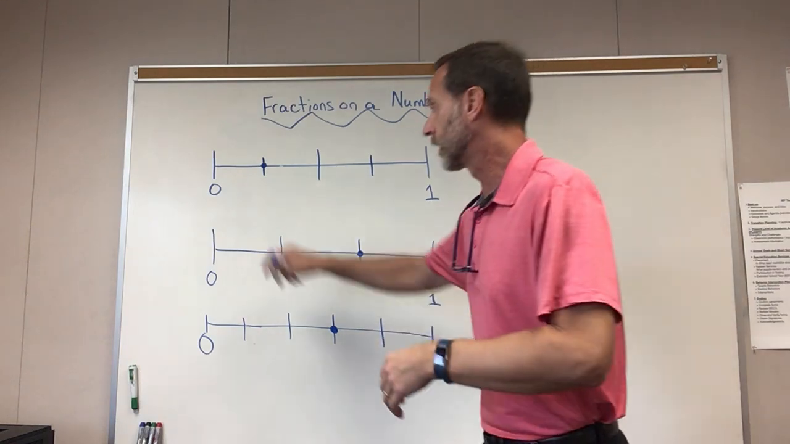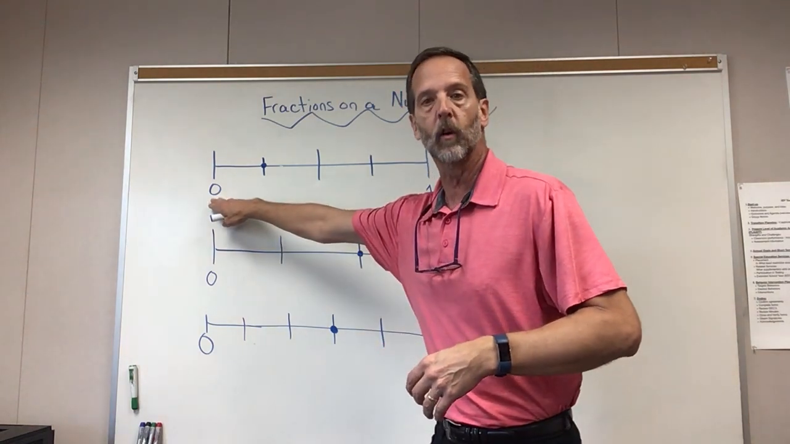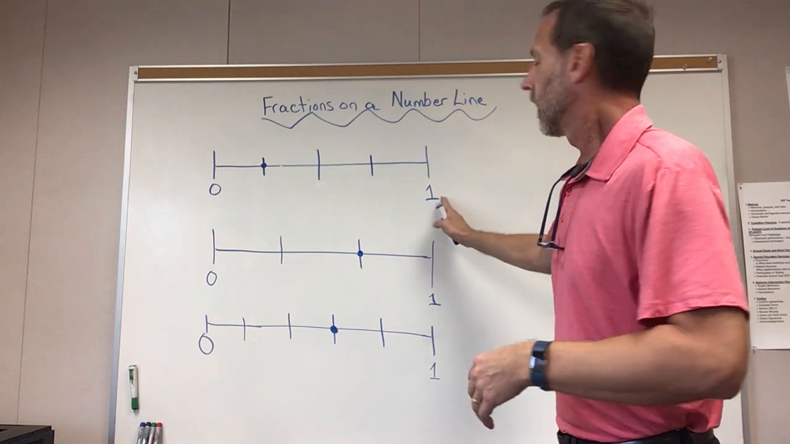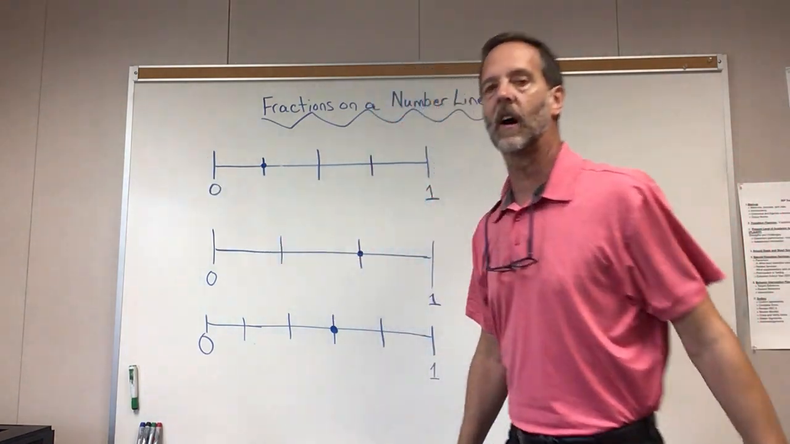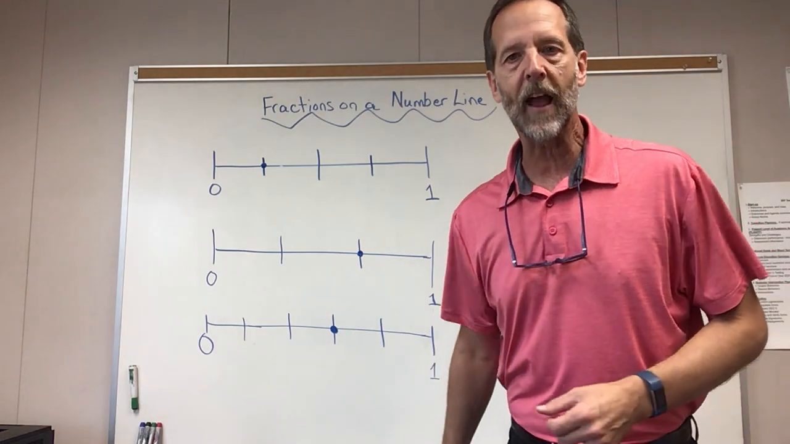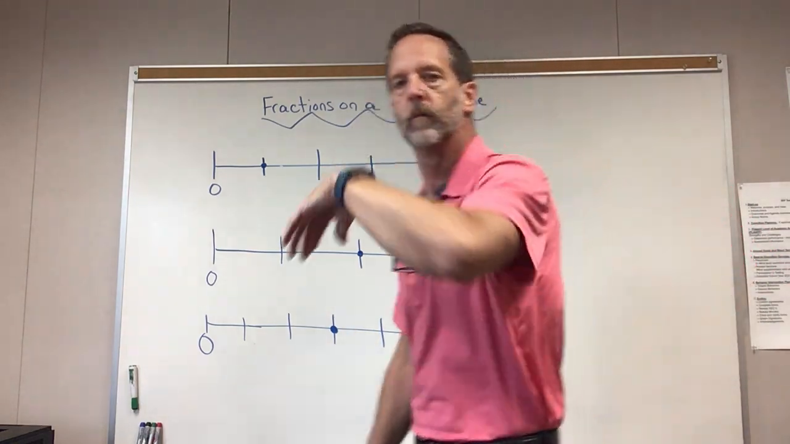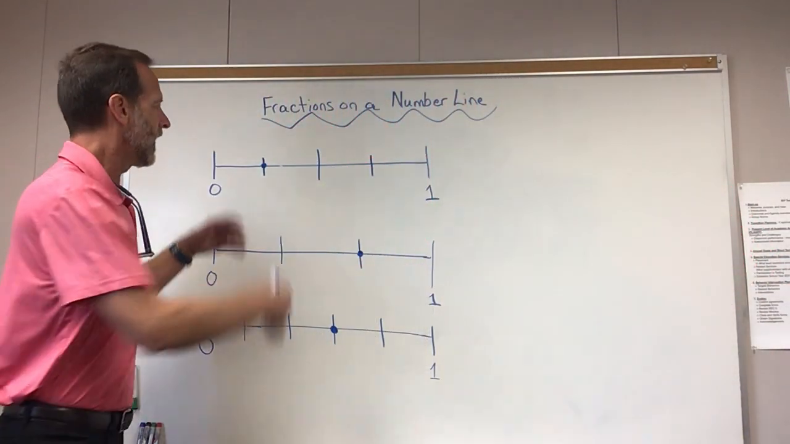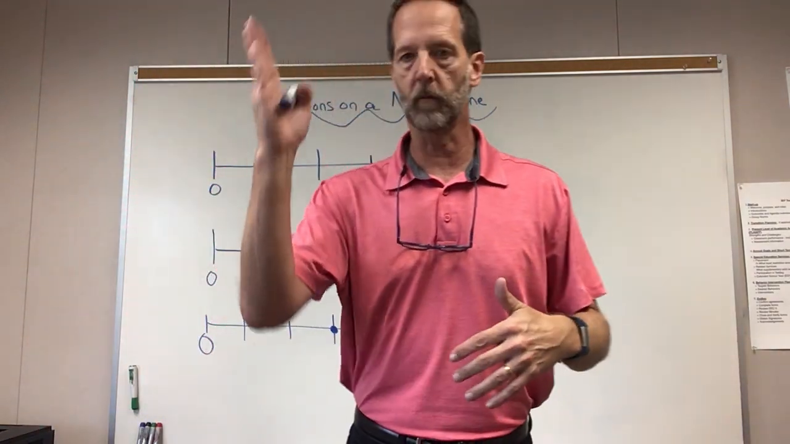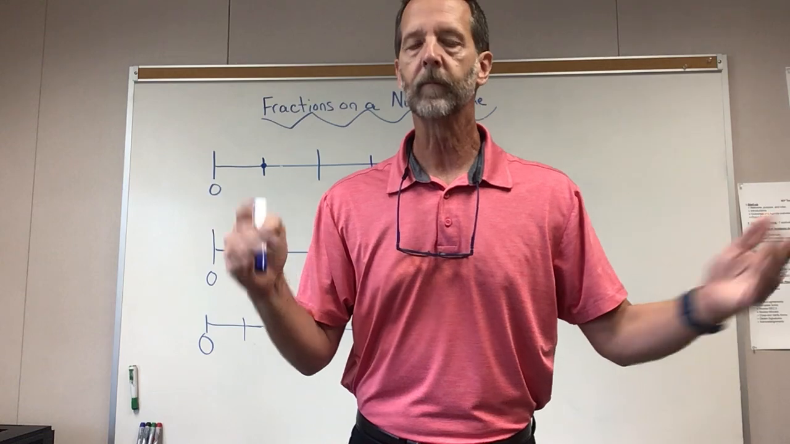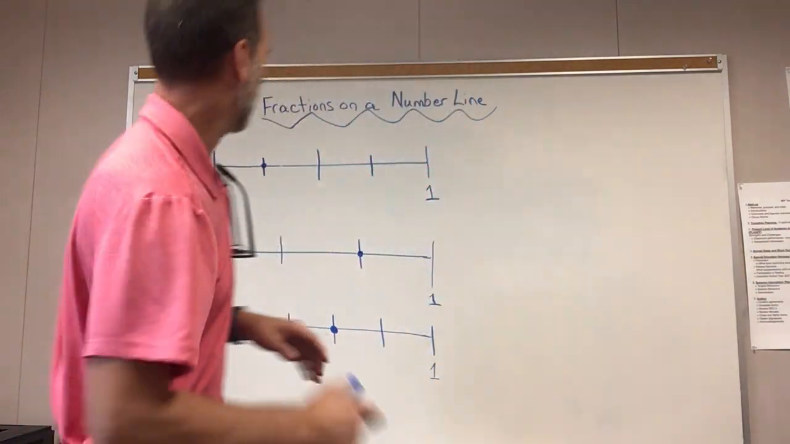So on a number line, you're going to be able to identify 0 where your line begins and where the number 1 is. Your fraction will be somewhere on that line. How do we determine what the fraction is? Two things we've got to do. First, we have to determine how many equal sized pieces are there on the line from the 0 to the 1. That's our first step, okay?